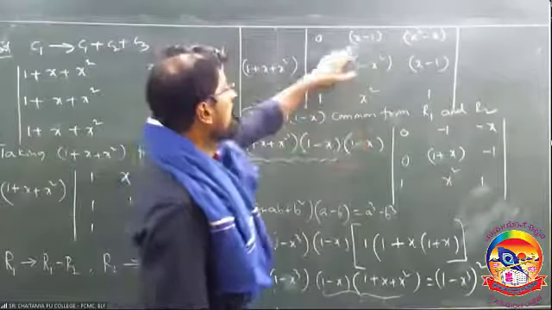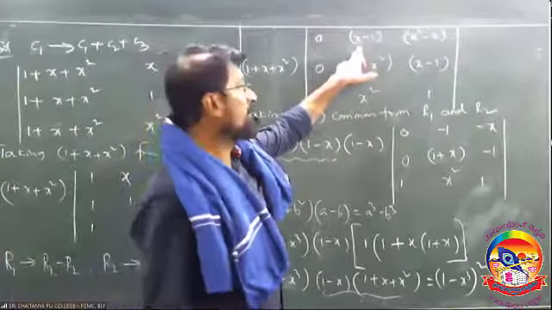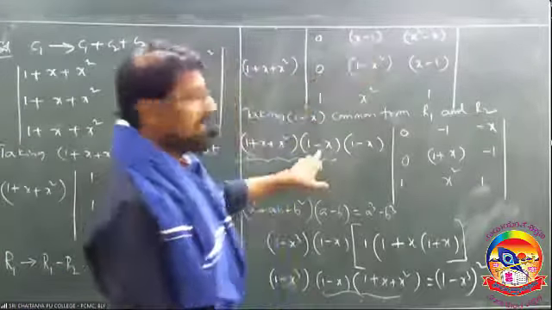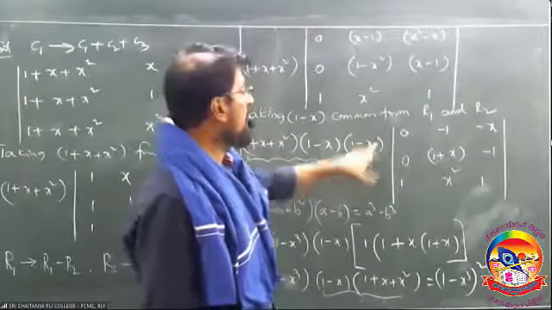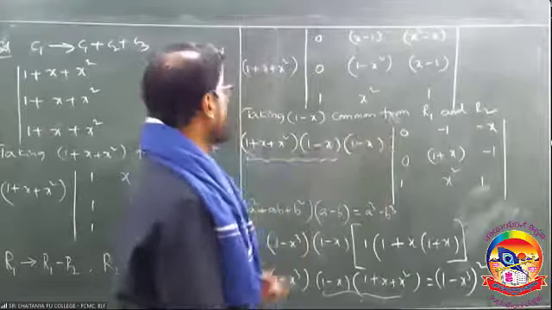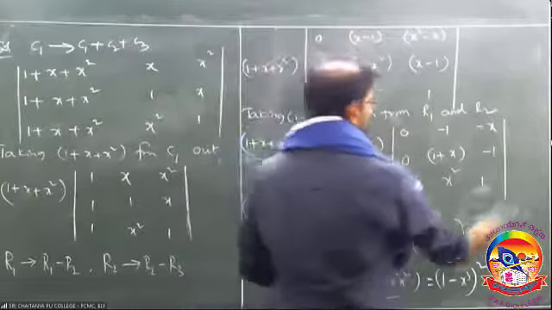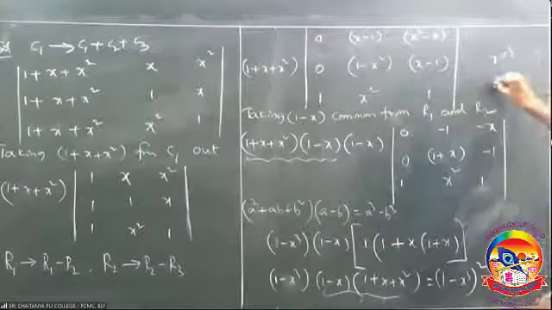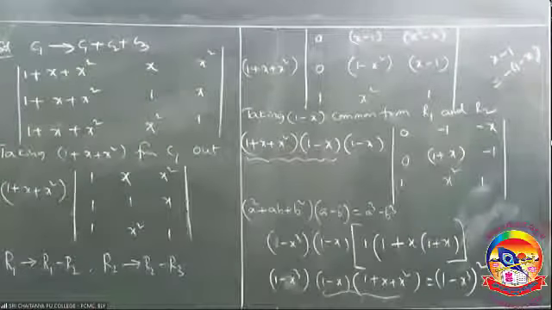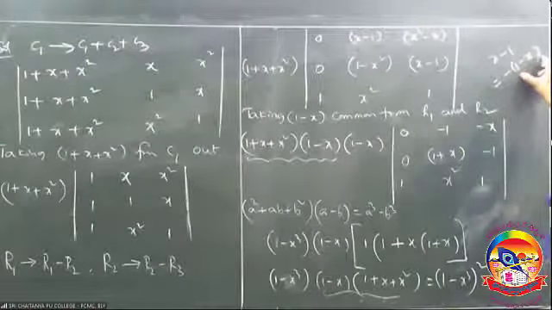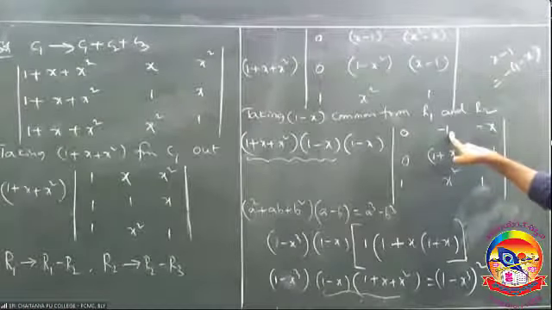Okay, now I am going to take 1 minus X common from R1. So it is. And I took 1 minus X from R2. And it becomes 0. See, this is 0. This is X minus 1. Observe, X minus 1 can be written as minus of 1 minus X. So if I take 1 minus X outside here, you will get only minus 1. I think you understood now.